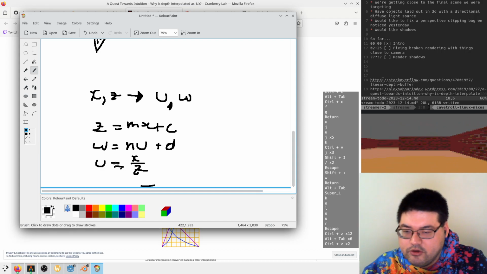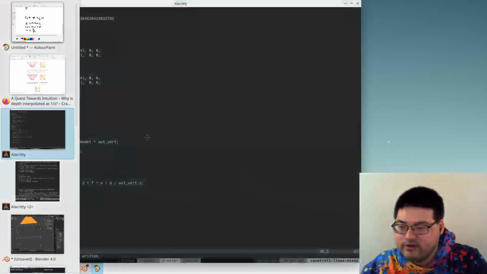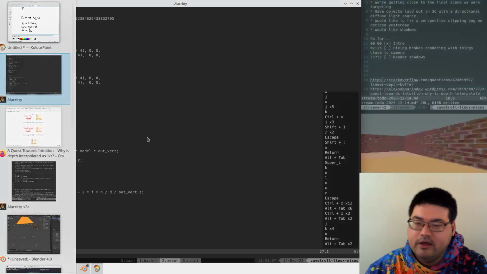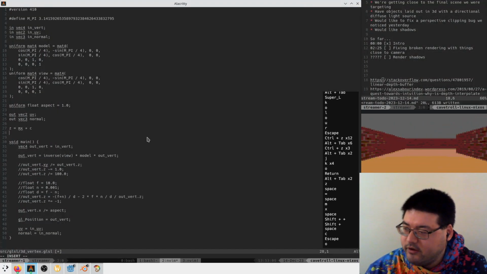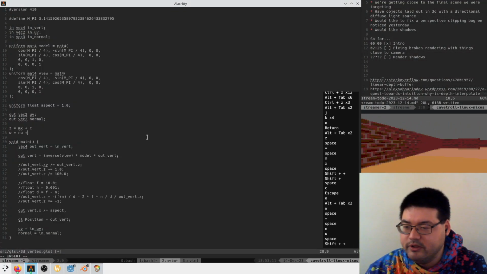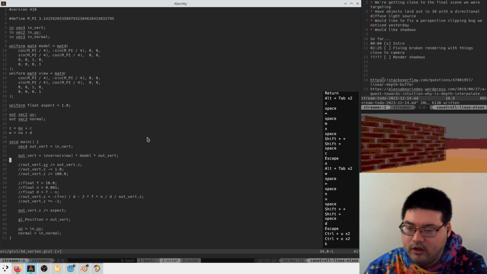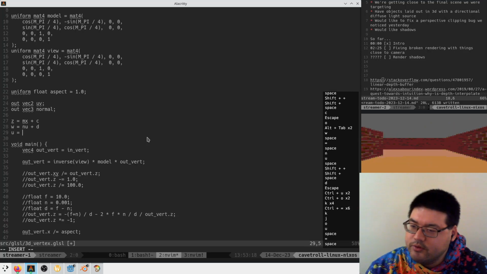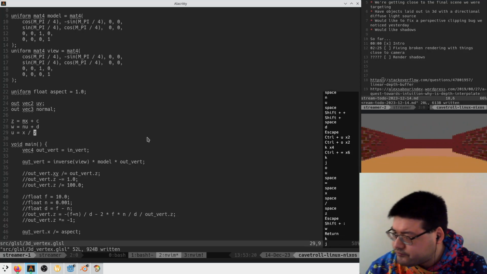Maybe it's better if I do this in text, because my handwriting is not legible. So we can say z is equal to mx plus c, w is equal to nu plus d. Let's make this a little bigger. And then we have u is equal to x over z, right?